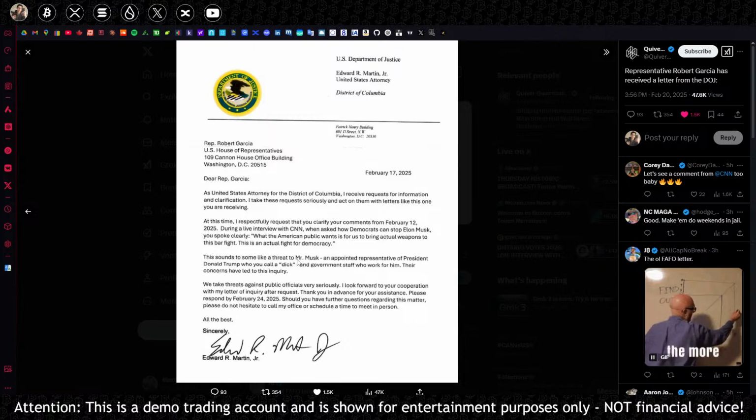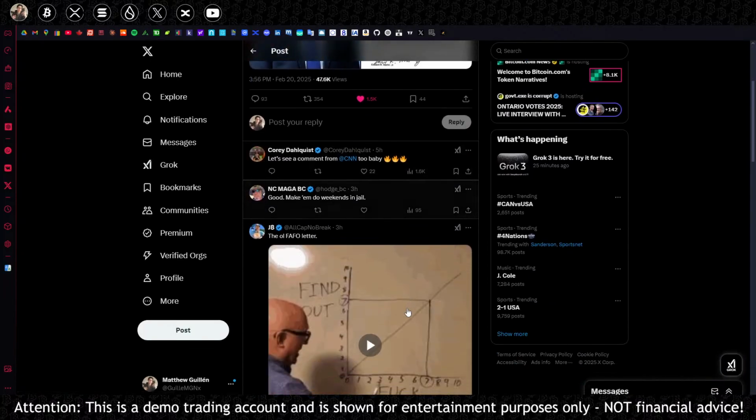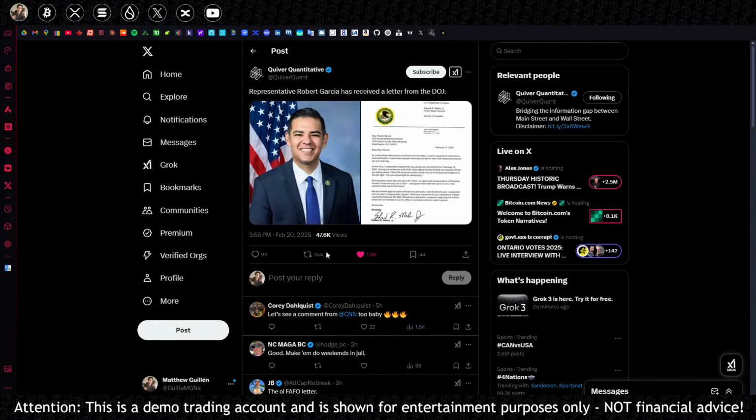It says that it sounds like some kind of threat to Mr. Musk and to the government staff who work for him. Their concerns have led to this inquiry. "We take threats against public officials very seriously. We're looking forward to cooperation. Thanks in advance. Please respond by February 24. If you have any questions, contact. All the best." Wow. You better watch what you say. But, okay.